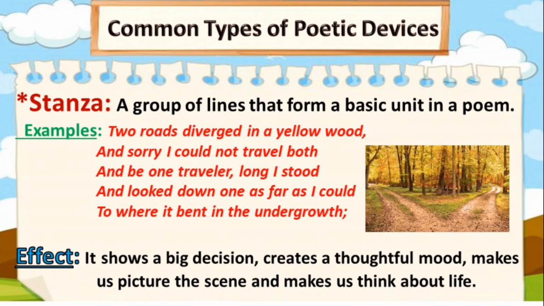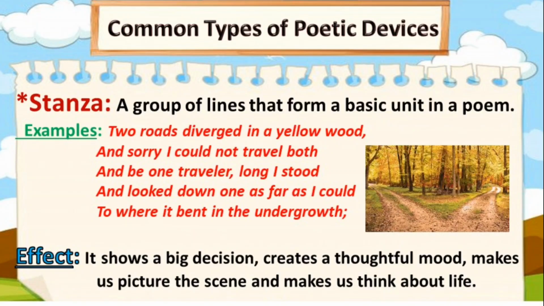The next important device is stanza, a group of lines that form a basic unit in a poem. Two roads diverged in a yellow wood, and sorry I could not travel both and be one traveler, long I stood, and looked down one as far as I could, to where it bent in the undergrowth. Now, here you can see a group of lines is used to form a stanza.